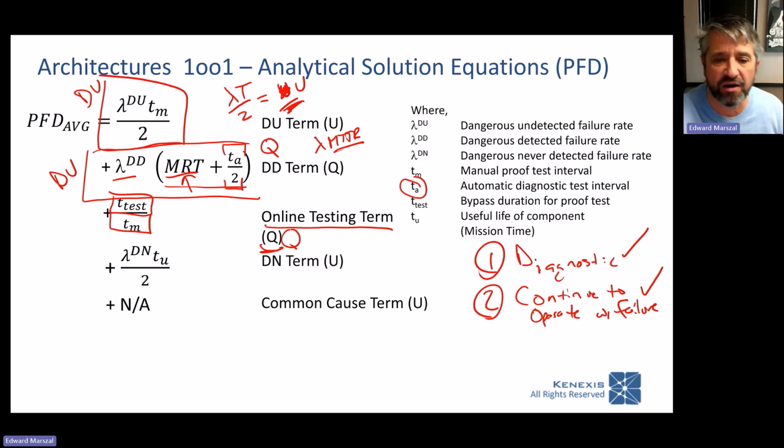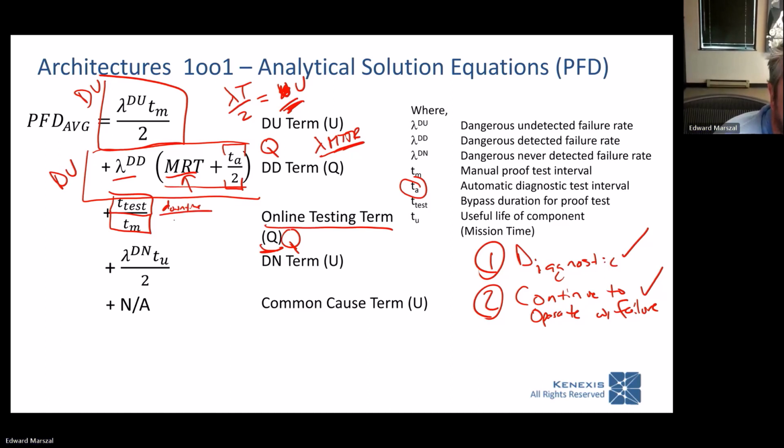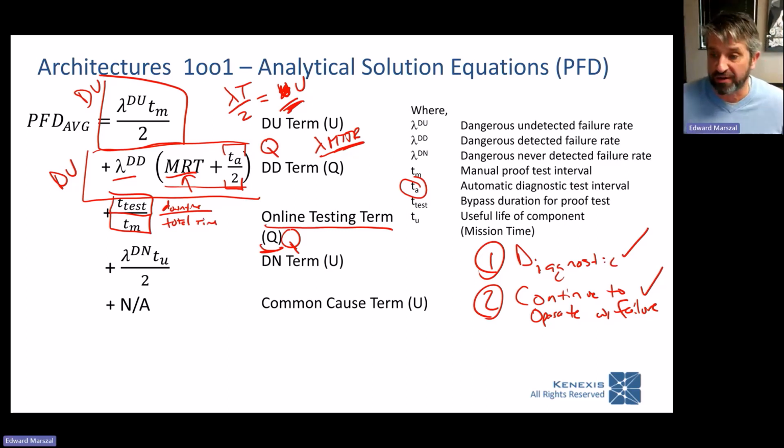This is an unavailability, but now instead of this simplified lambda MTTR, you're really doing downtime over total time. So the time that you perform the test, you're down. Your safety function isn't going to work. And you divide that by the total time, and you're going to get an unavailability. So what fraction of the time was the light bulb not lit? It's downtime over total time. That's where that term comes from.